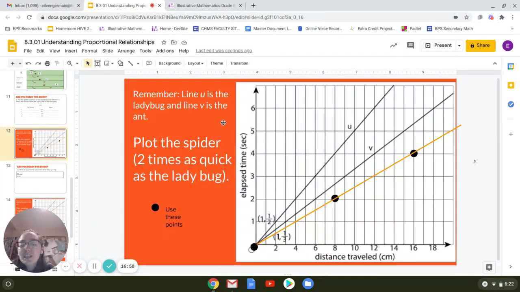Awesome job. Let's take a look at this next slide here. So pause if you need to, and then once you play it, we're going to be moving on to slide number 13.